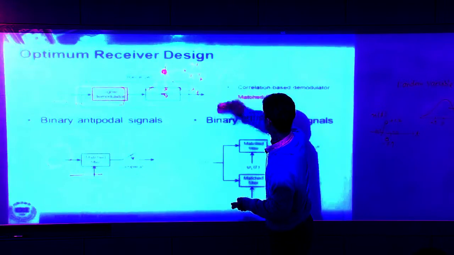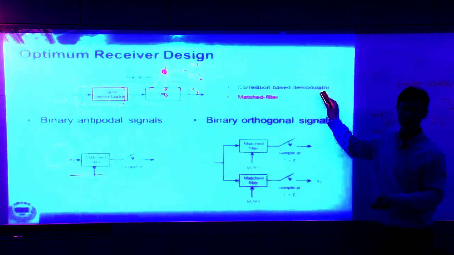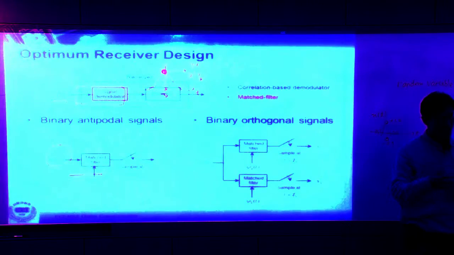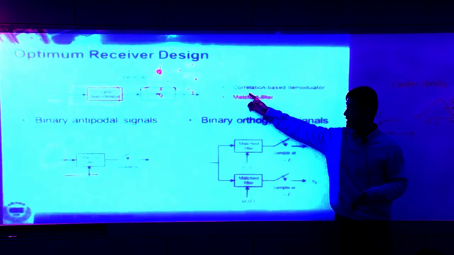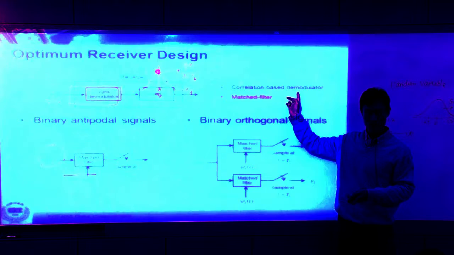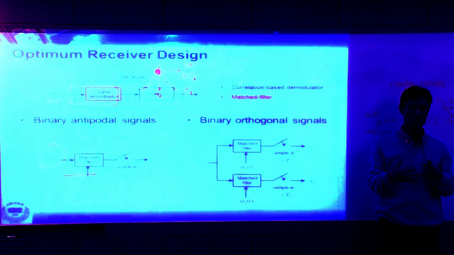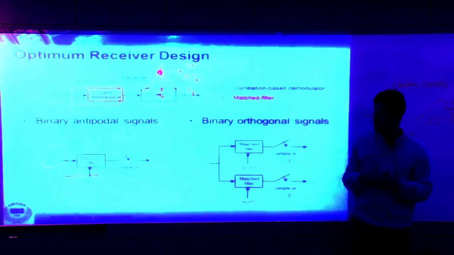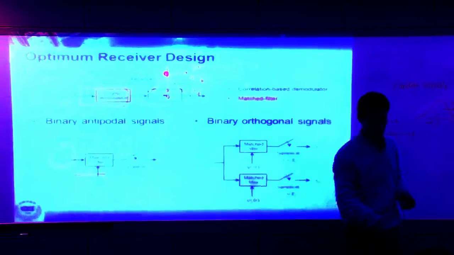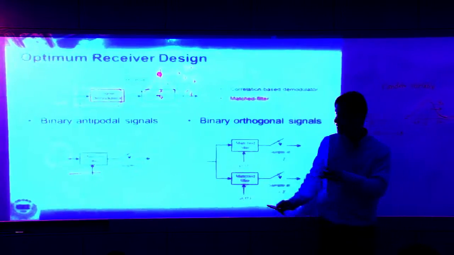So far we learned the correlation-based demodulator. The idea of the correlation-based demodulator is to try to find which one is closer, which one moves more the same, which one has a higher correlation. We only have 2 choices, because this is binary.